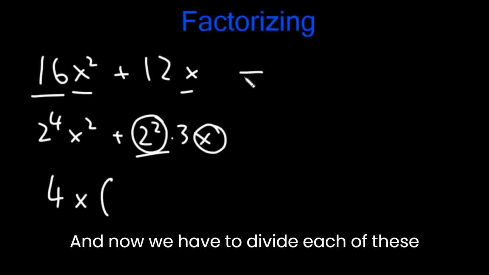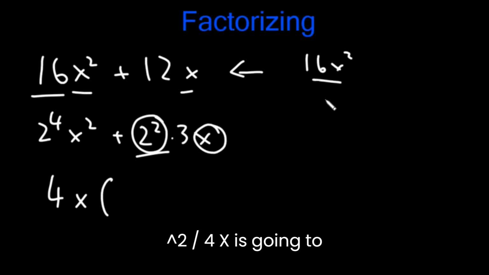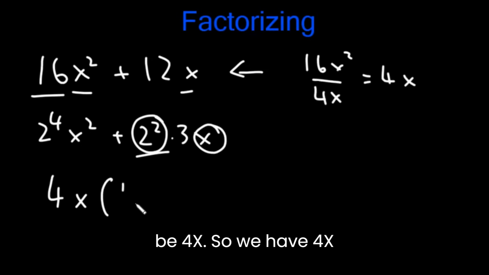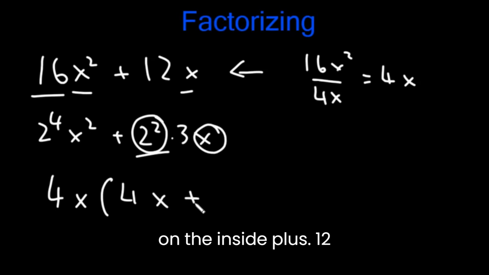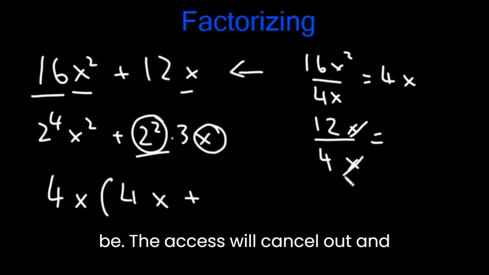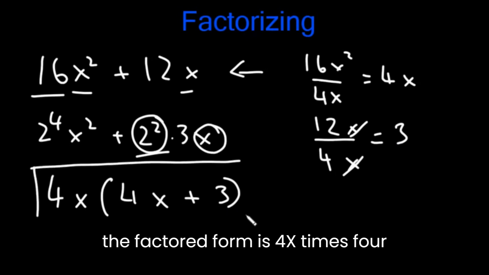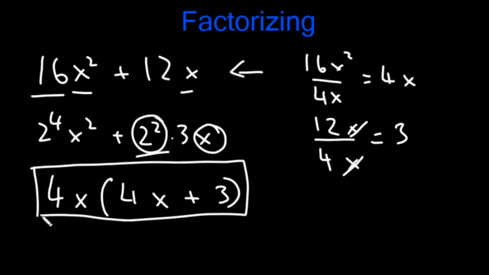And now we have to divide each of these terms by 4x. So 16x squared divided by 4x is going to be 4x. So we have 4x on the inside plus 12x divided by 4x, which is going to be, the x's will cancel out, and 12 divided by 4 is 3. So the factored form is 4x times 4x plus 3.